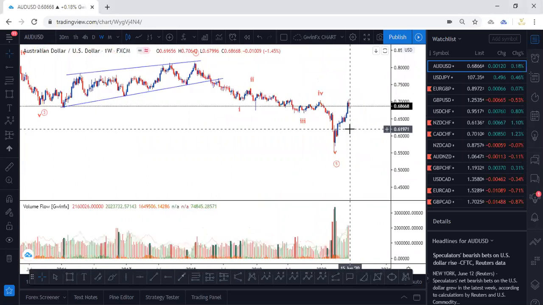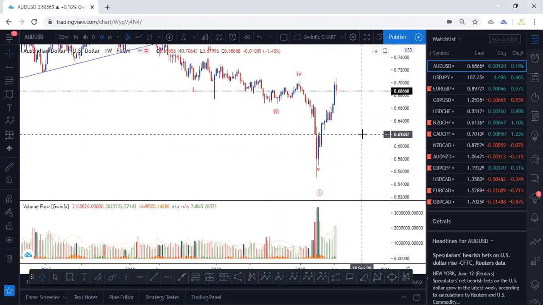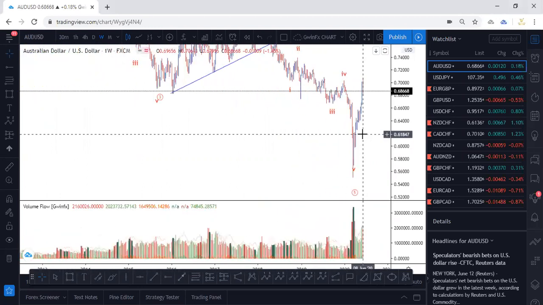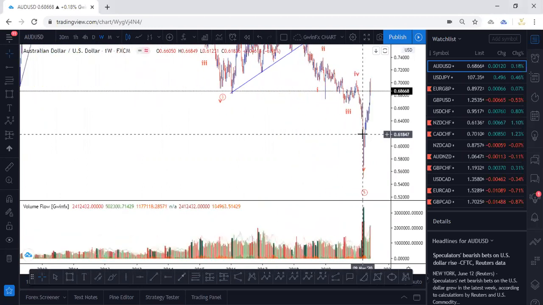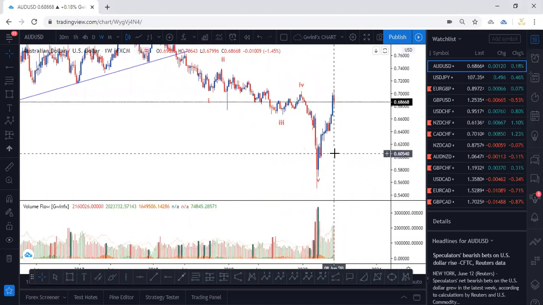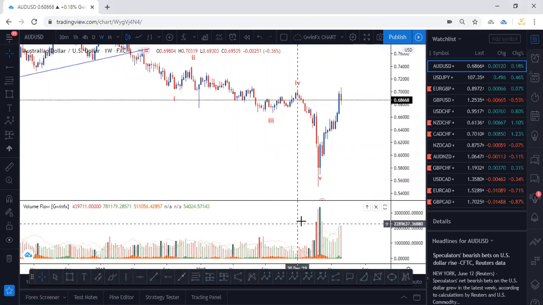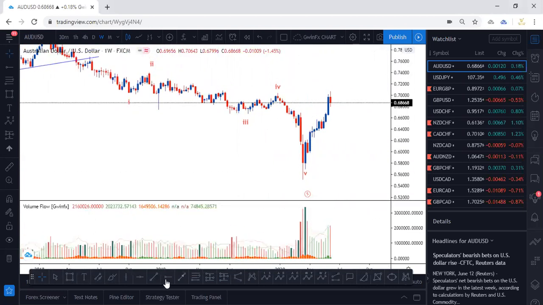Okay, so what do we have? Today we are going to start with the major currencies and what we have in terms of the Elliott wave and also the structural aspect of it. Okay, and what we have. So let's look at what we have here. We have the strong buy, which started from here.